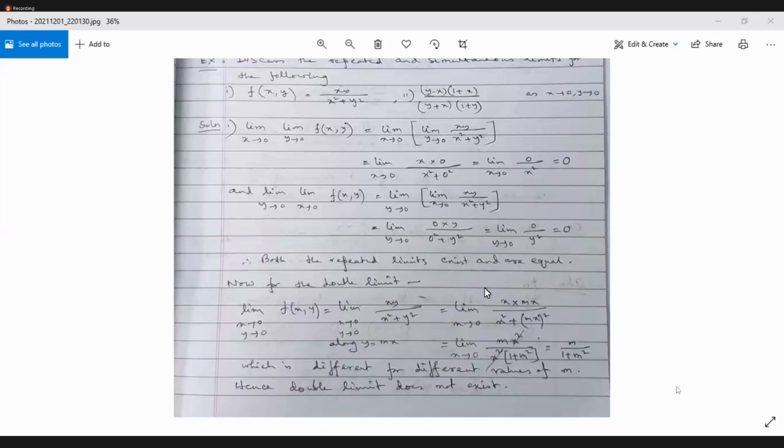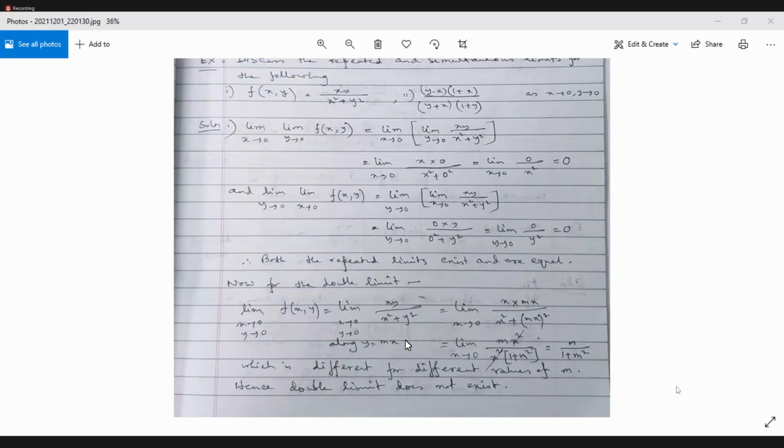If that limit is free from m, then we can say that if we move along the line y equal to x, the result will be the same as if we move along the line y equal to minus x, or the line y equal to 2x. If the value is free from m, fine. But if m is there in the final expression for the limit, then for different values of m, we'll have different answers.